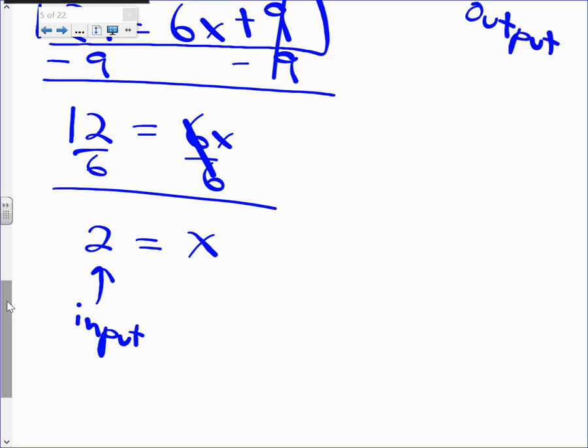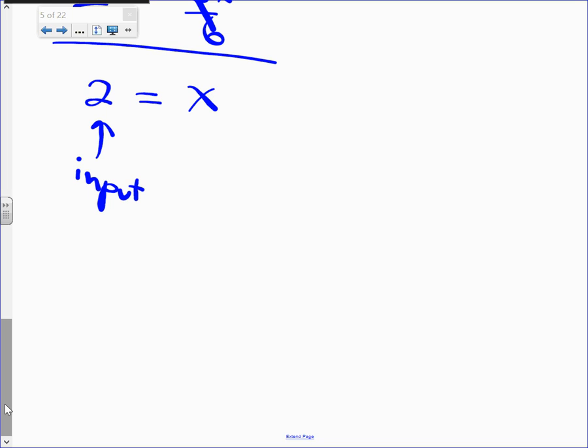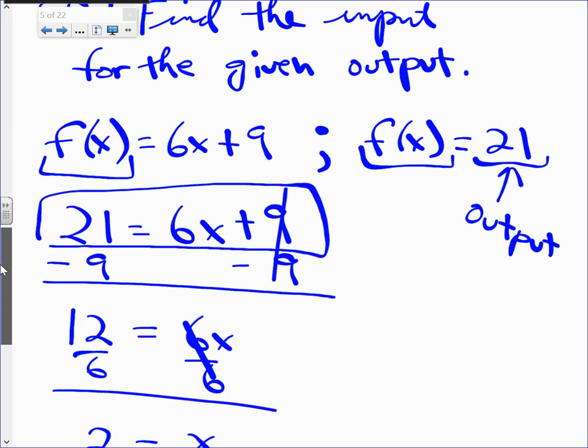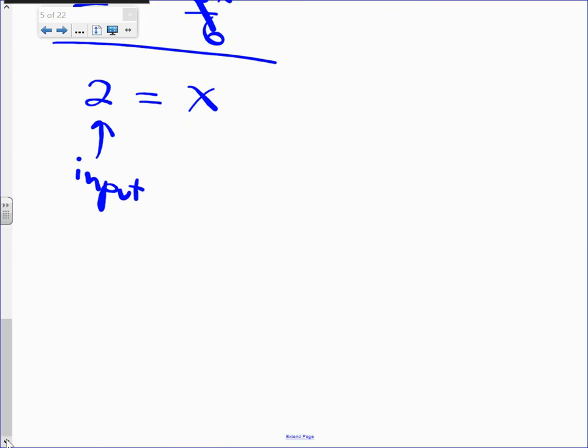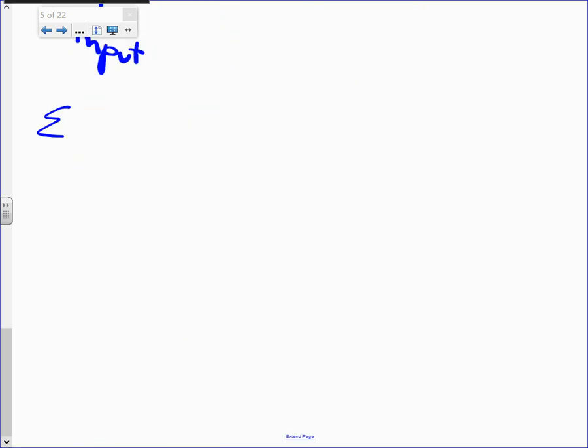But this one is kind of easy because it's 6 times x. But yeah, here we go. Example 3. Any questions on example 2 here? Okay, so it's working in reverse. I give you the output, give me the input. Big deal, right? Let's do example 3. Nothing crazy.